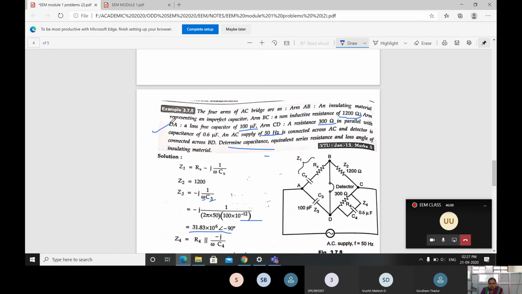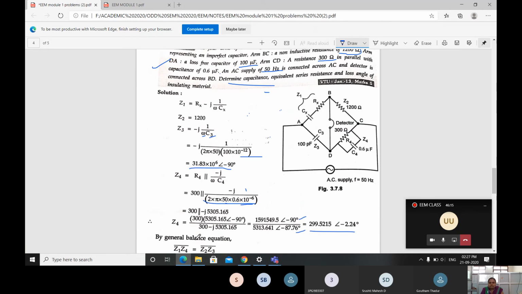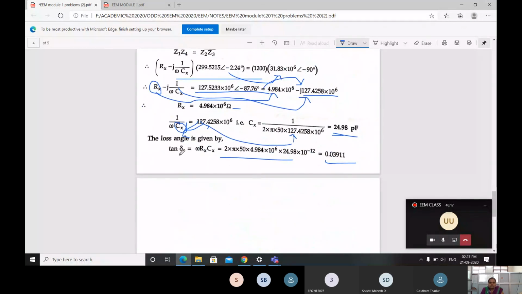First you observe how the problem is given. Make the construction. Based on the construction, you write all your impedance values. Then solve for the loss angle.